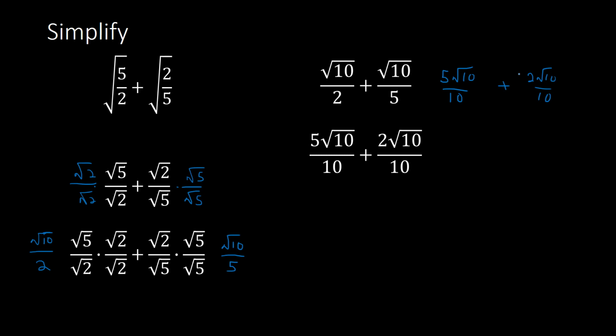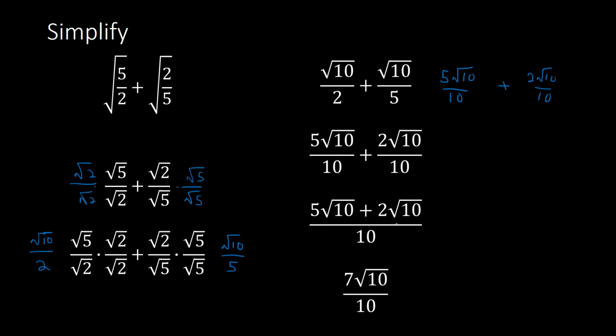And then I can combine into one fraction where I add the numerators. And I have like terms right here in the numerator. So I can combine the 5 square root of 10 plus 2 square roots of 10 to get 7 square root of 10 over 10. And that is my simplified form of the radicals.